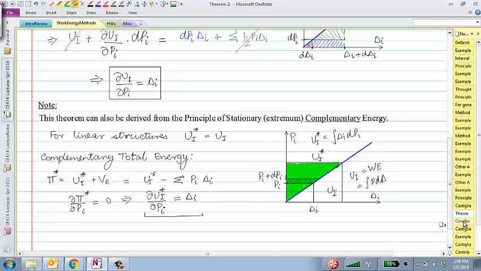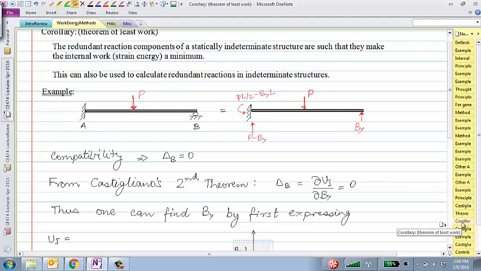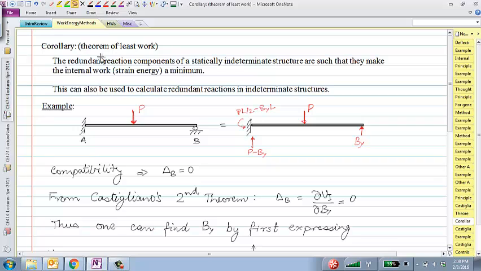Let's take a look at some consequences of these two theorems. One of the consequences of this theorem is the theorem of least work. Essentially, what this says is that for indeterminate structures, if there is a redundant reaction or a redundant internal force, we can find that by using this second theorem of Castigliano. So the redundant reactions for a statically indeterminate structure are such that they make the internal energy a minimum.